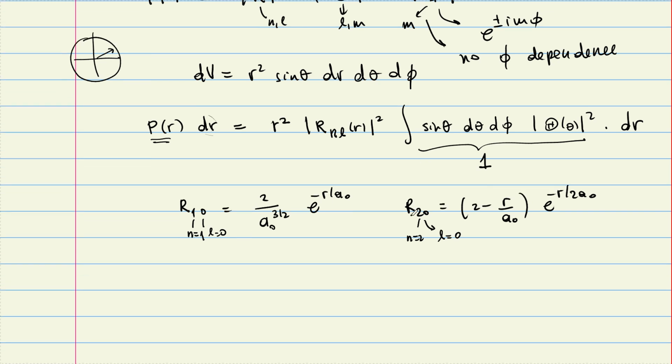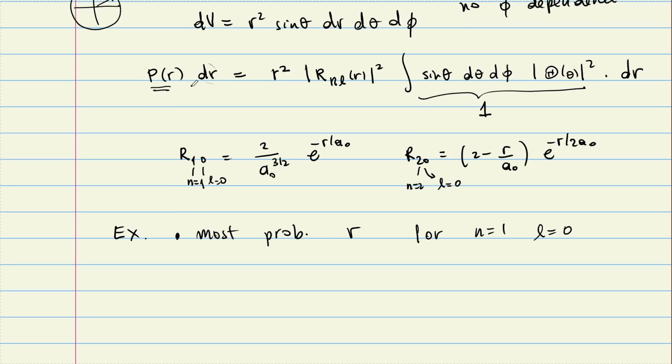Here's a little exercise for you. Using this probability distribution, find the most probable r for n equal to 1 and let's say l equal to 0. We can look at the function and optimize it. There will be a peak in the function, and this problem is asking you to find the peak, and we know how to find the peaks of functions. Take the derivative and set it equal to 0.